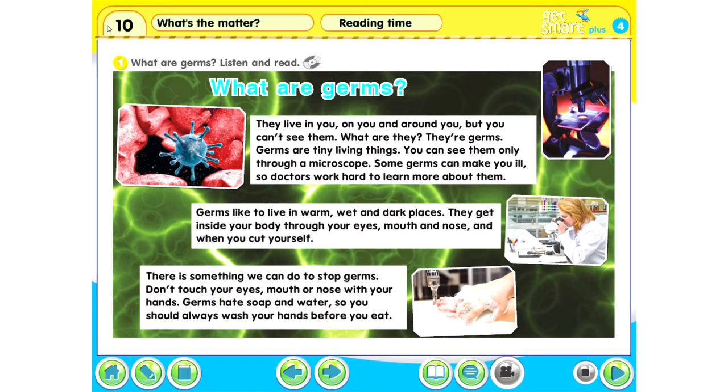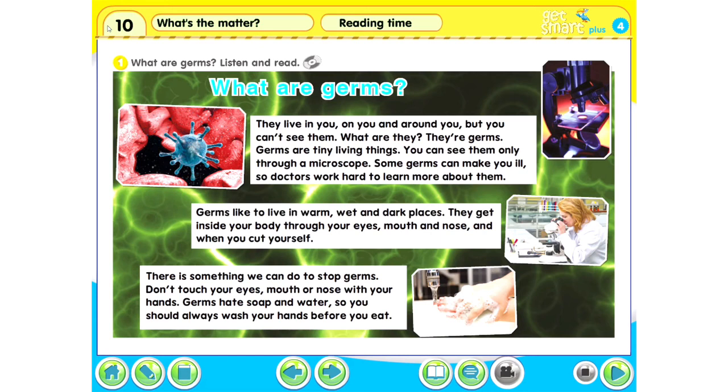What are germs? They live in you, on you, and around you, but you can't see them. What are they? They're germs. Germs are tiny living things. You can see them only through a microscope. Some germs can make you ill, so doctors work hard to learn more about them.